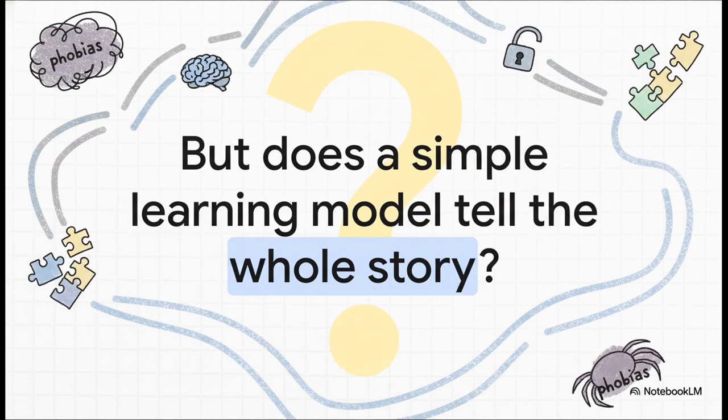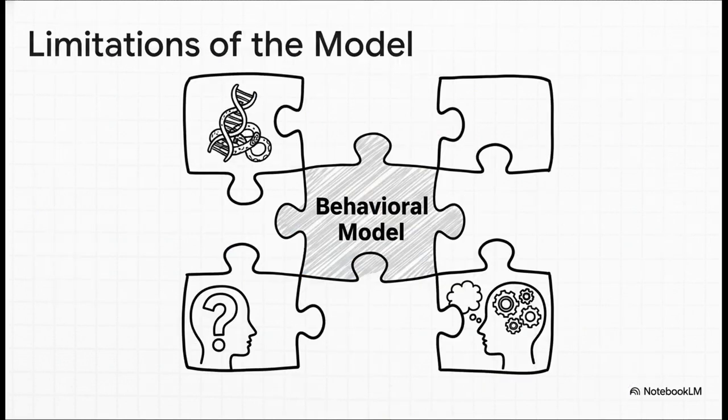But you have to ask, is it maybe a little too simple? A model that's just about learning and behavior? Is it possible it's missing some other crucial pieces of the puzzle? Does learning really explain everything? And that leads us straight to its limitations.